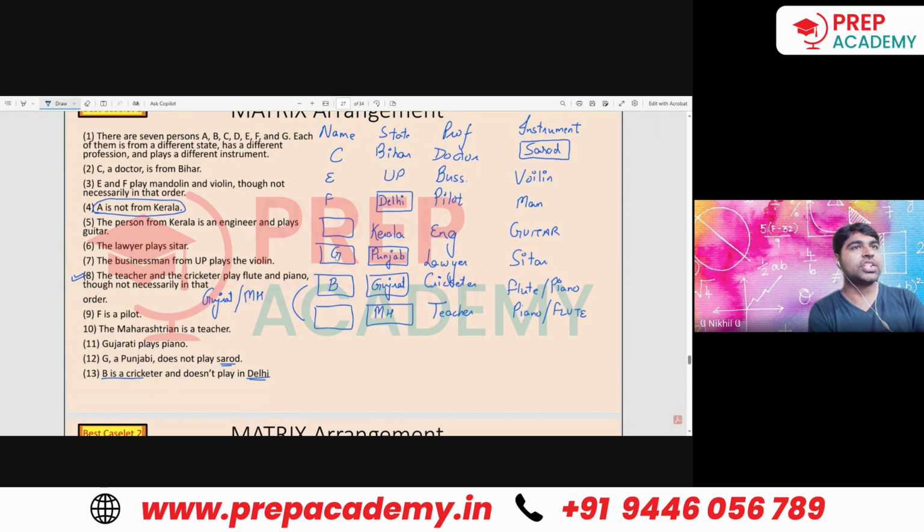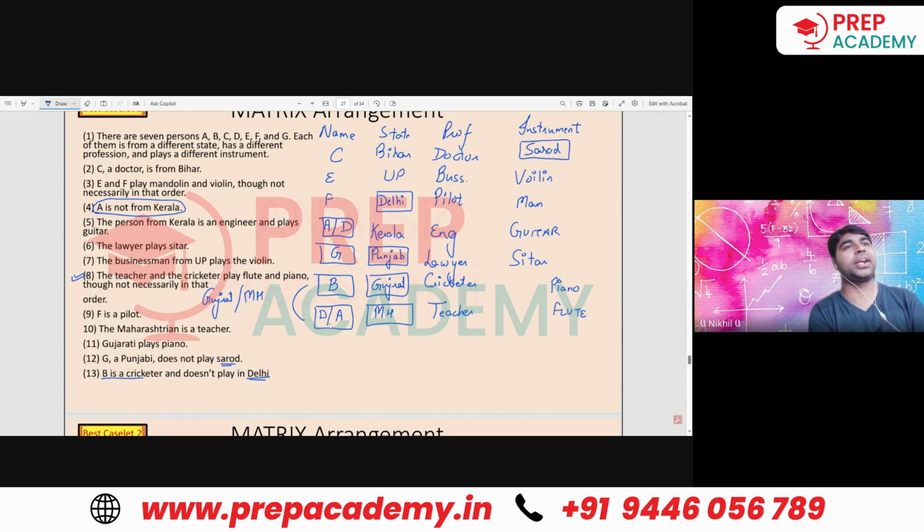And G is a Punjabi, you already know now. Gujarati plays piano now. So Gujarati is playing piano. So piano will come here, and if piano is coming here, then flute will come here. So we know that information also now. So what are the two positions which are left? These positions. And who will fill them up? B, A is not done. So A will come here or here. B, C, D is left.